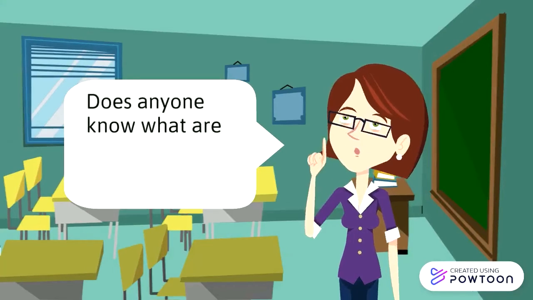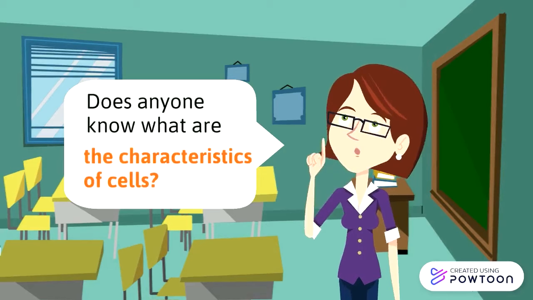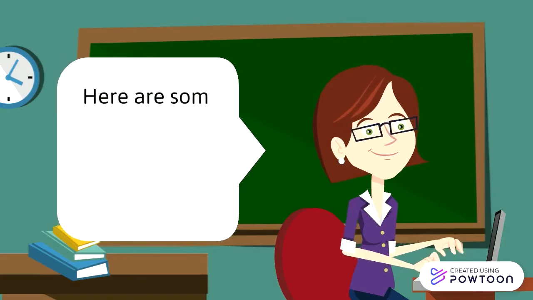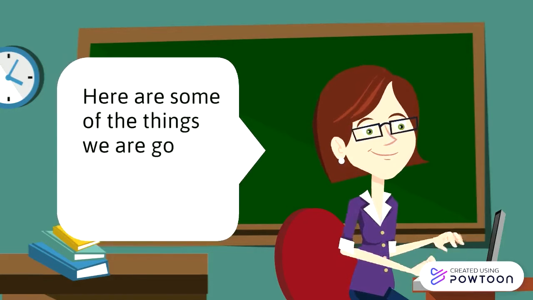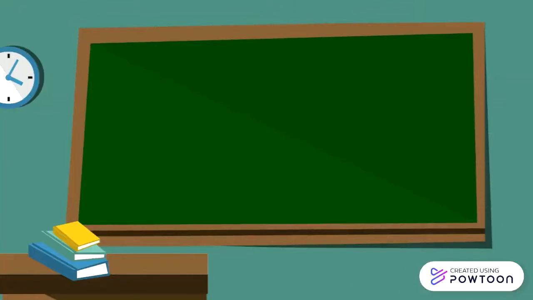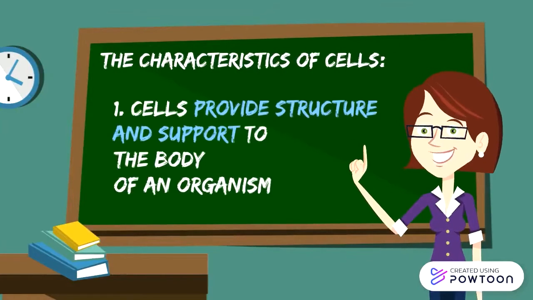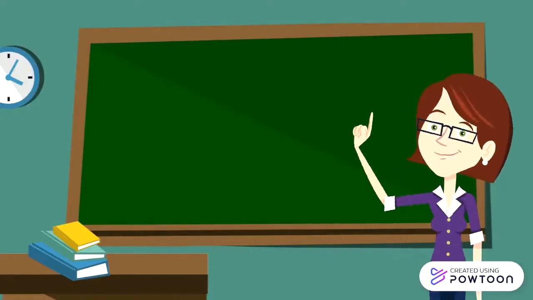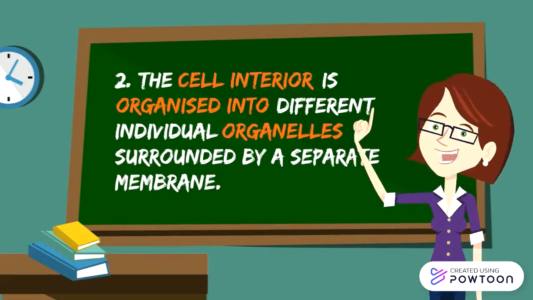Does anyone know what the characteristics of cells are? Here are some of the things we are going to learn in my class. The characteristics of cells. Number 1. Cells provide structure and support to the body of an organism. Number 2. The cell interior is organized into different individual organelles surrounded by a separate membrane.